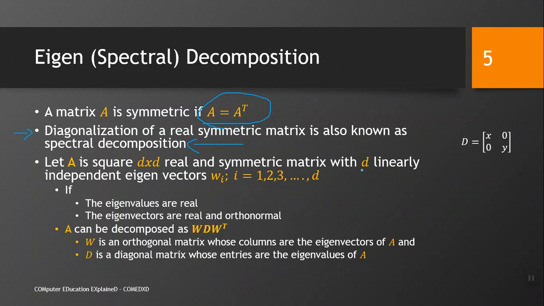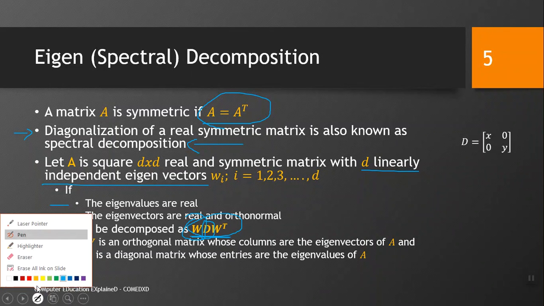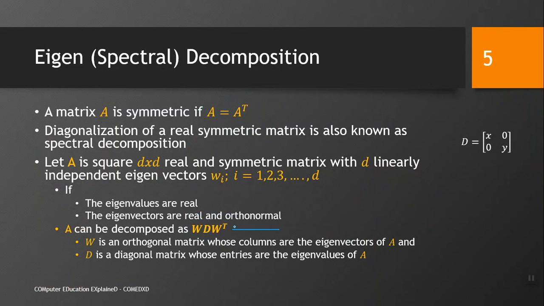Then it has D linearly independent eigenvectors if the eigenvalues are real and the eigenvectors are real and orthonormal, perpendicular to each other. If they fulfill these two conditions, then they would be linearly independent. A can be decomposed as W D W transpose, where W is an eigenvector matrix and D is an eigenvalue matrix. So, you must know that we can convert it something like this, which could be easily decomposed, right.